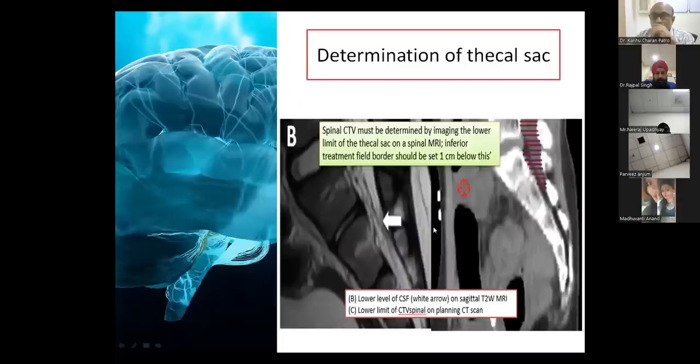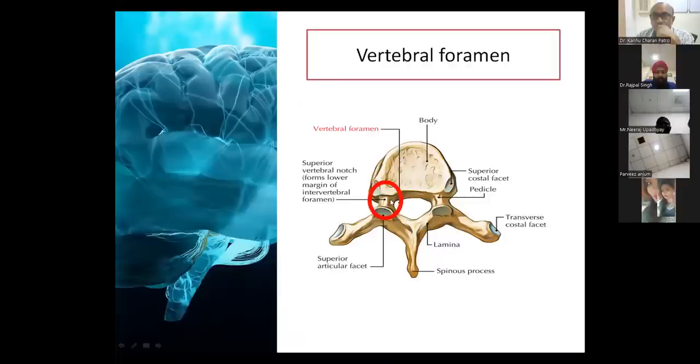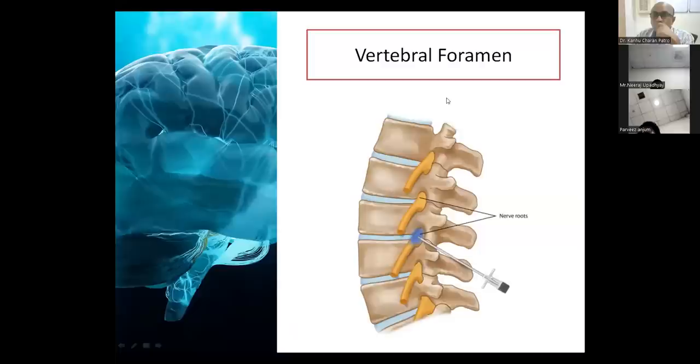Then I am telling about the vertebra. Mostly it is the posterior spine. This is the transverse process. This is the pedicle. This is the vertebra. So this is the vertebral anatomy. This is called the intervertebral foramen. This area has to be included in your CTV. If you don't include it, you are not treating properly. So you have to include those intervertebral foramina. You should go for contouring this area. This is how the nerve roots come out laterally, so this has to be included.